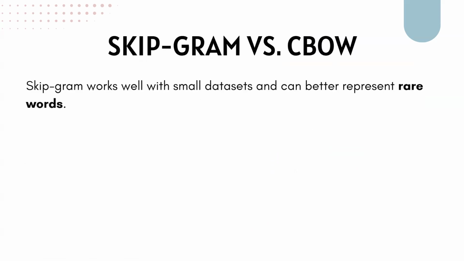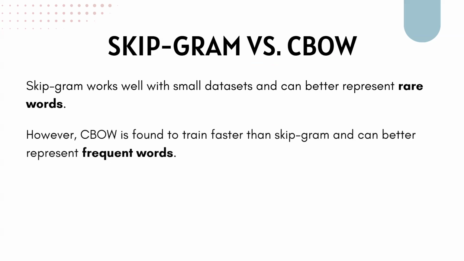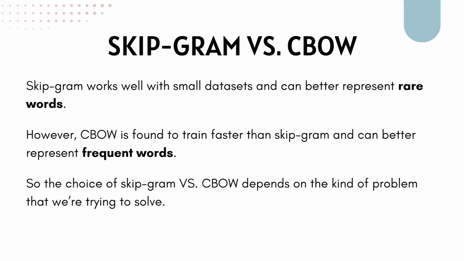Okay, so skipgram versus CBOW, which is the continuous bag of words. Basically, skipgram is used in smaller data sets that contain rare words, and CBOW is basically used for frequent words. But the choice basically depends on the data set and the problem.